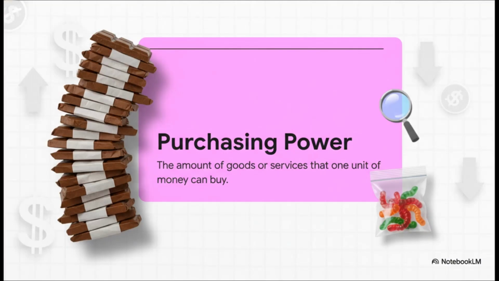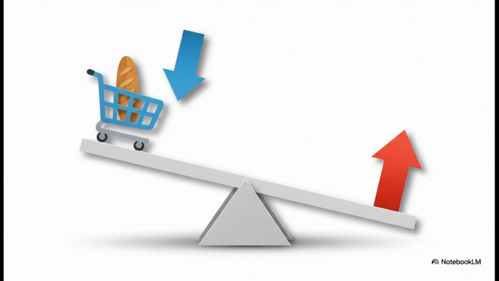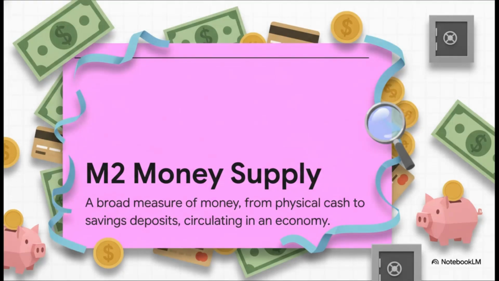So first, let's make sure we're on the same page with this term, purchasing power. All it means is how much stuff can your money actually buy? It's the perfect way to describe the chocolate bar situation. And here's the key relationship you need to get. Think of purchasing power and inflation like they're on a seesaw. When inflation goes up, your purchasing power goes down. They're always moving in opposite directions. When things cost more, your dollar buys less. Simple as that. So what drives inflation?